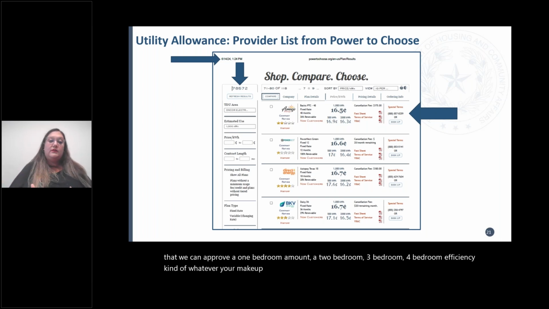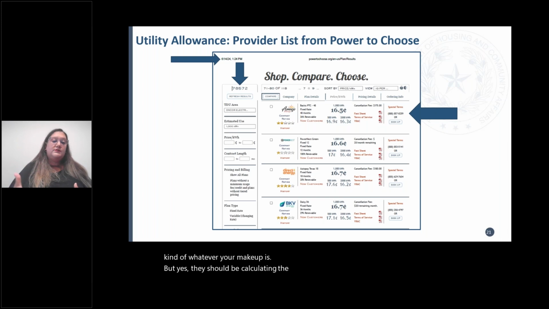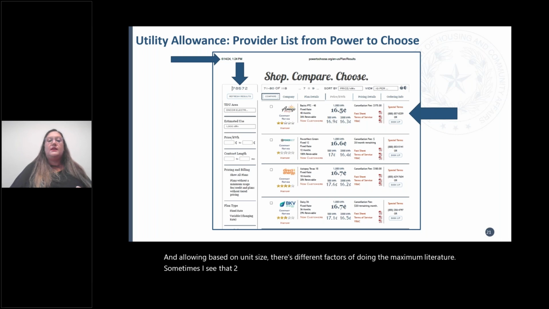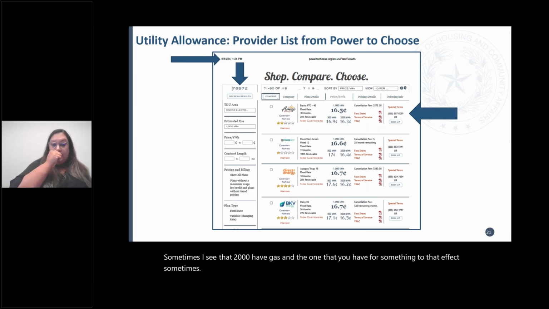But yes, the engineers that you are using for this should be calculating an allowance based on unit size. There are different factors that go into that, square footages. Sometimes I see that the 2-bedrooms have gas water heaters and the 1-bedrooms have electric water heaters, or on a boiler system or something to that effect. So sometimes there are other nuances that go into that. But yes, in the engineering report, there should be a UA amount for each sized unit. Does that get us caught up on questions? That was all my questions.